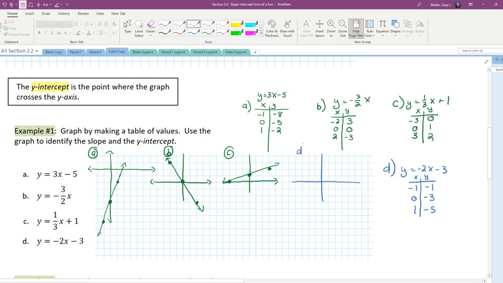So on part D, I've got negative 1, negative 1, 0, 1, 2, 3, and then 1, negative 5. All right, graph, making table values, check. Use the graph to identify the slope and the y-intercept. On each of these, I'm going to identify my slope. And for reasons that are not worth going into right now, we call the y-intercept b.